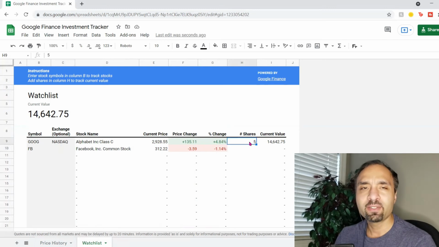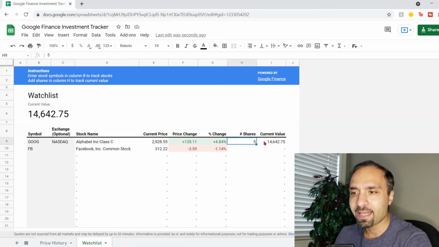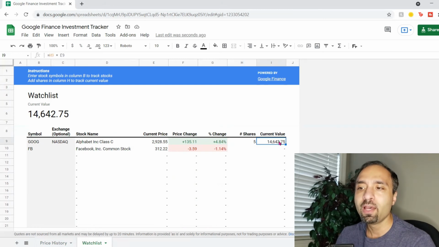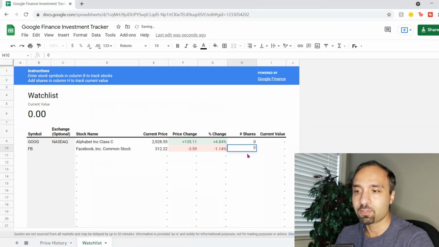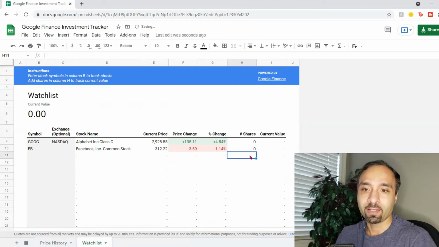There's a column for you to keep track of your shares. Let's say you have shares of these companies, you can simply enter that, and automatically it calculates for you the current valuation based on the last price. But if you don't have any shares, you can simply put 0. Let's say you're just interested in having them in your watch list and keeping track of them, and seeing based on their ups and downs, what's the right time for you to pull the trigger.